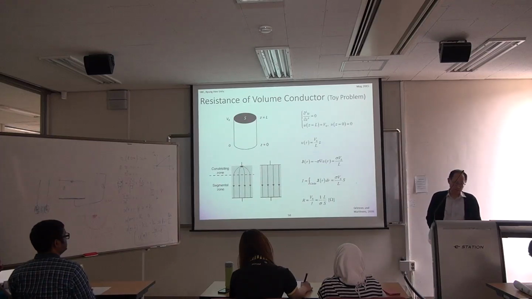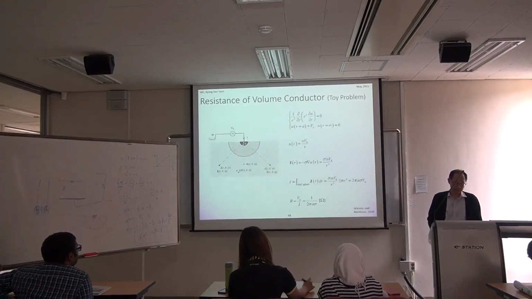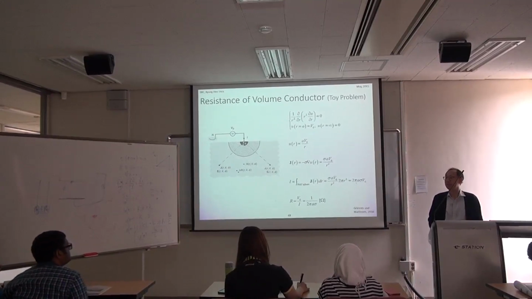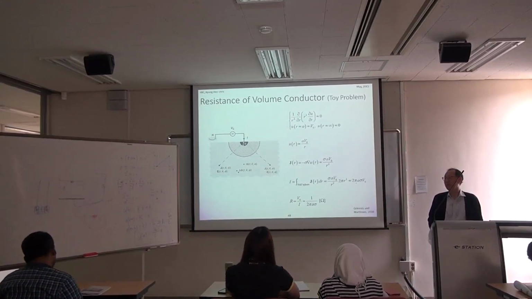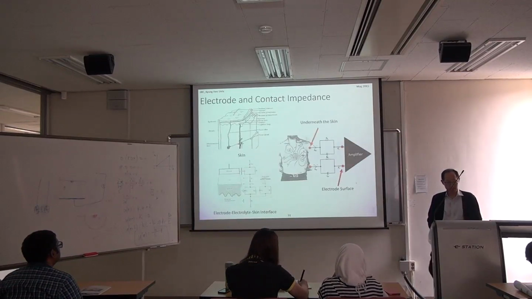So already think about this case: uniform sensitivity and very non-uniform sensitivity. High sensitivity near the electrode and almost zero sensitivity in the region away from the electrode, when the electrode is small. Okay. Any questions?